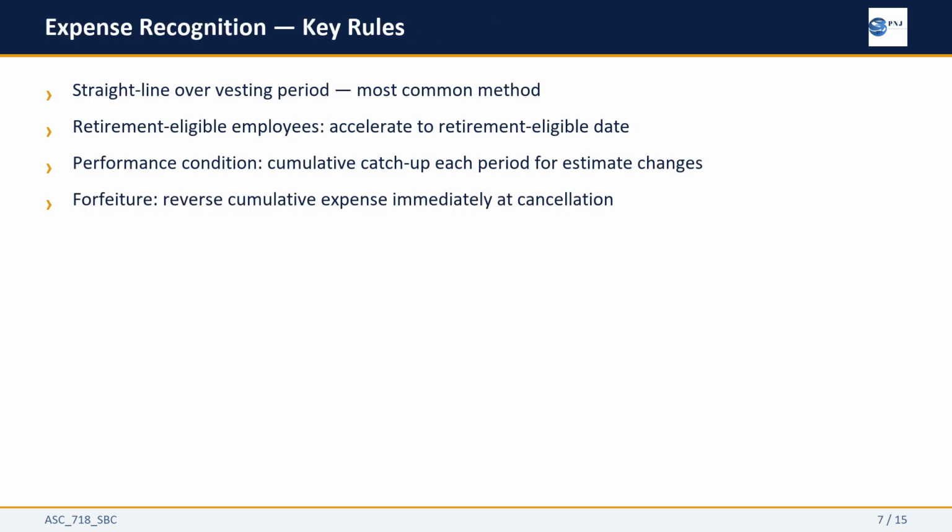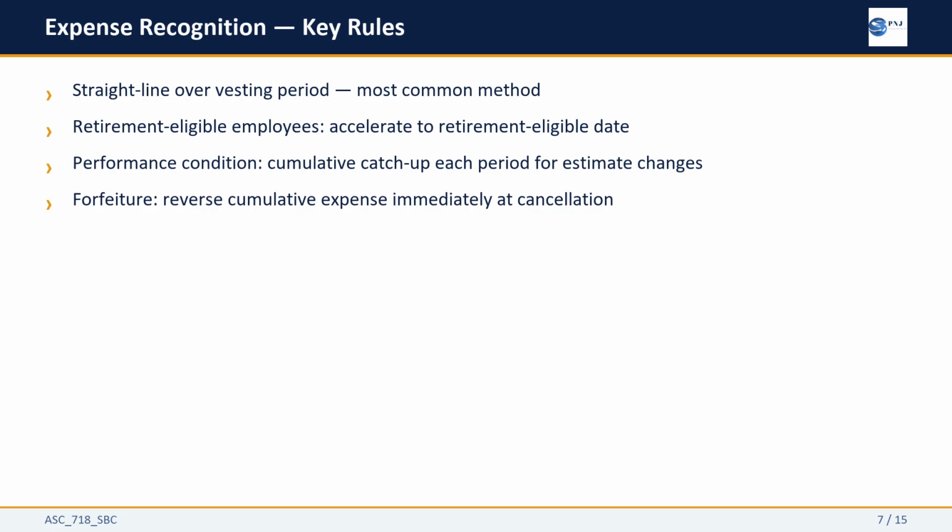3 expense recognition rules deserve special emphasis because they are the most frequently missed. First, retirement-eligible employees require expense acceleration. The full grant must be recognized by the date the employee is eligible to retire, not over the full vesting period. Check every new grant and every existing grantee for this.